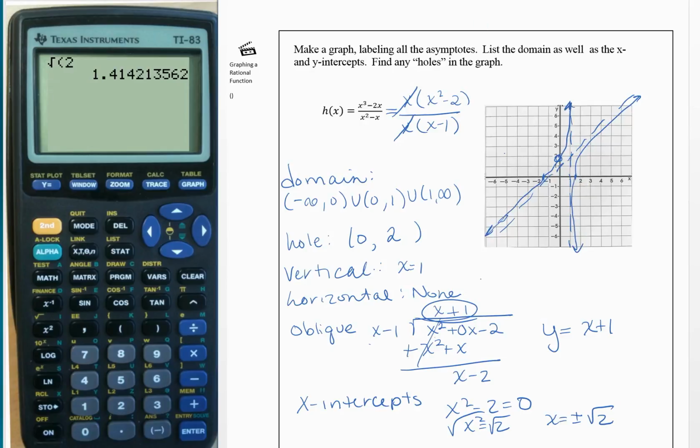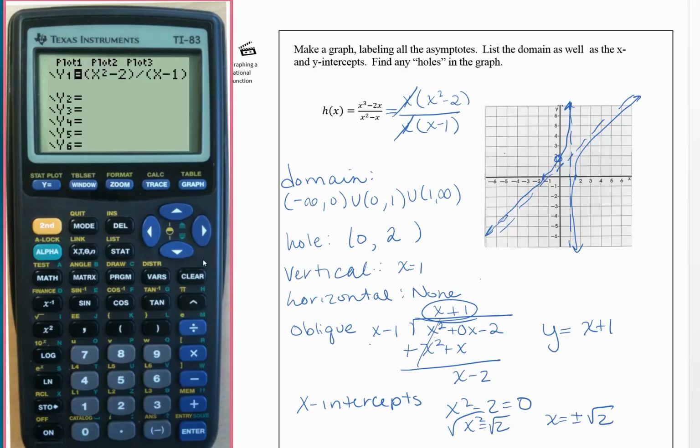And if you want to check, you can put the original into your y equals. It won't show your hole very well, but it will make sure that you have the overall shape of your graph. Make sure you put your numerator and your denominator in parentheses. Now, it does make our vertical asymptote kind of funny, like this little heartbeat from a medical monitor or something. It's just kind of a quirk of the calculator. That should be a dotted line.